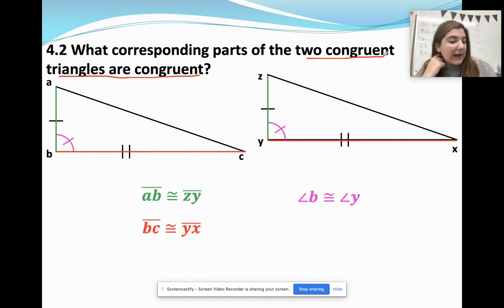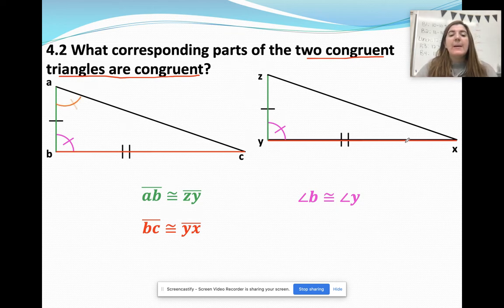BC is congruent to YX. I also want to draw your attention to how I'm writing these. Notice for AB, I went from top to bottom. So for ZY, I also went from top to bottom. It doesn't matter which one you choose for the first one, but whichever one you write first, you should follow in the next one. So for BC, I went from left to right. So when I wrote YX, I didn't write XY, I wrote YX because I went from left to right.